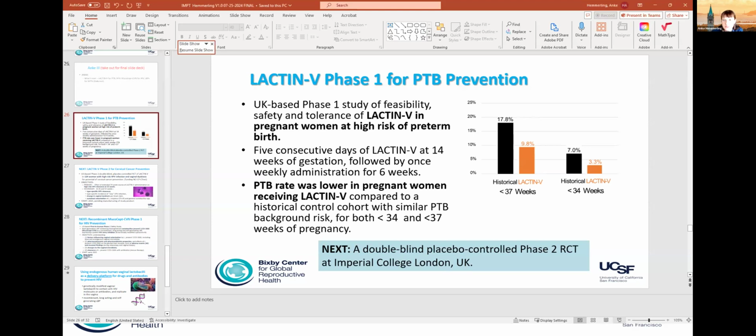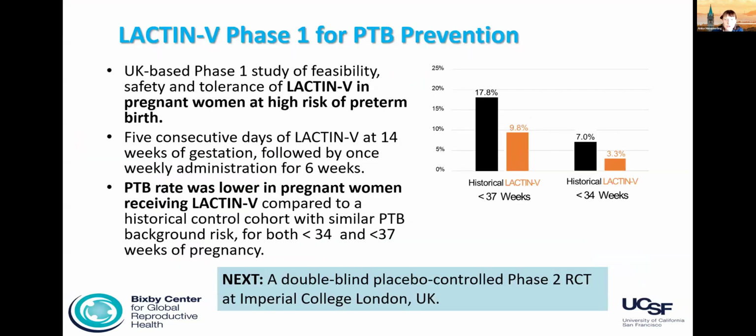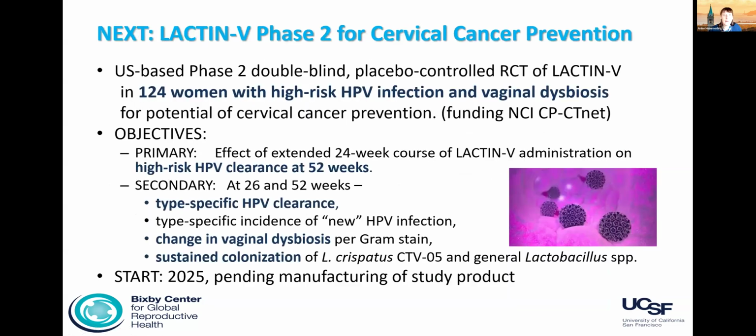So Lactin-V was also tested in a number of new indications here. BV for preterm birth prevention: a phase 1 feasibility study was done in the UK that showed, compared to historical controls, Lactin-V was able to lower preterm birth, and now the next step will be a phase 2 trial in London, funded by the National Cancer Institute Cancer Prevention Clinical Trials Network.